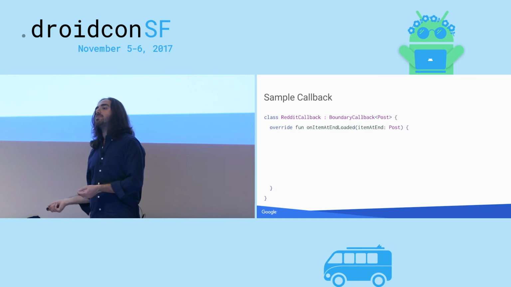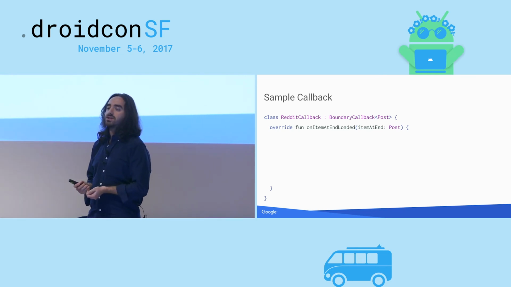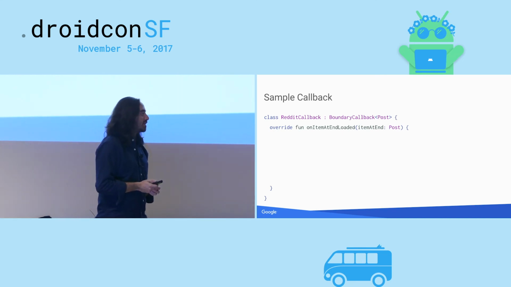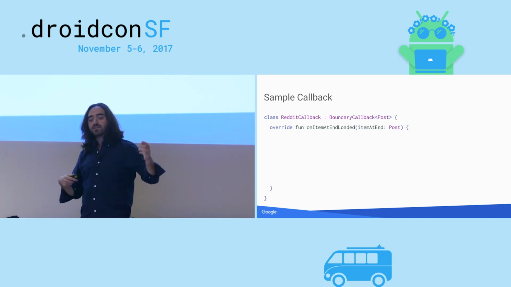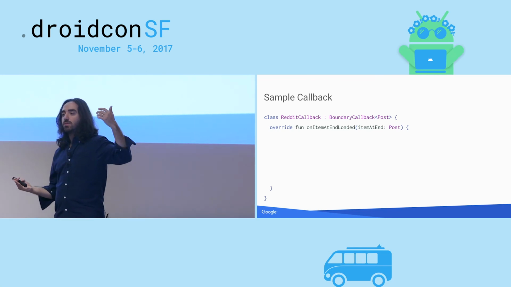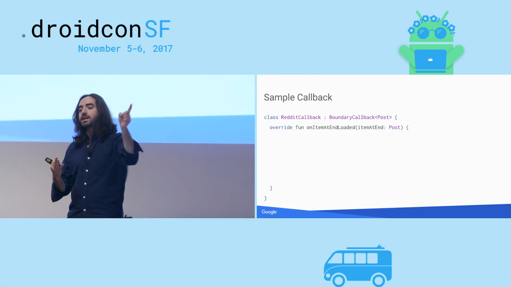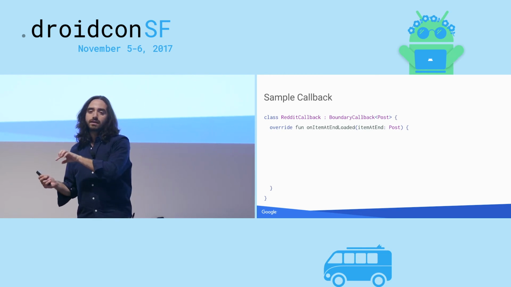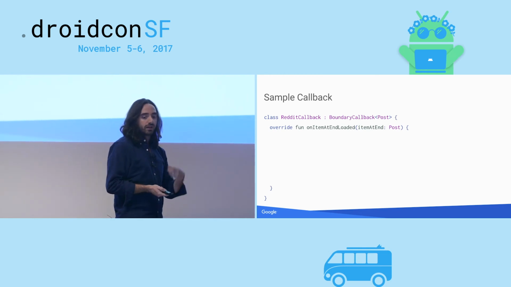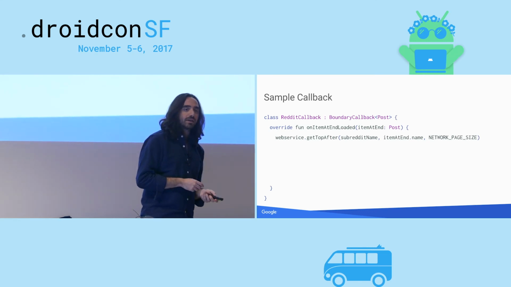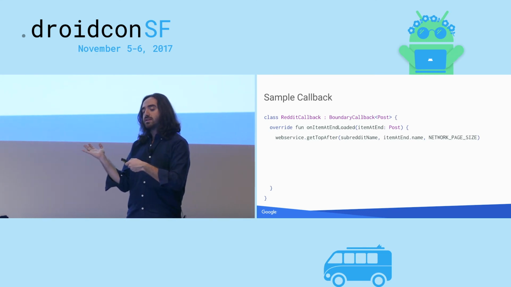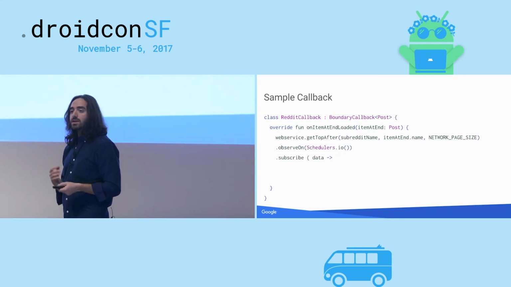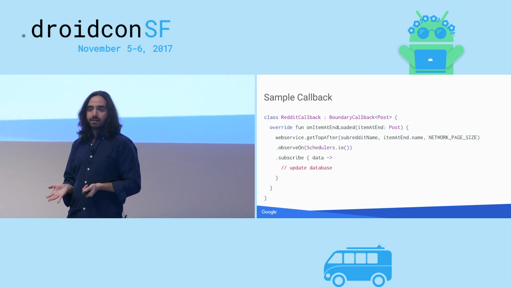So we're playing with this API. We have a couple of sample applications, and I extracted some code from this Reddit subreddit viewer application. And this is how the onItemAtEndLoaded callback looks. This is when you scroll a subreddit and you run out of items in the database and the user is about to see a loading spinner. So when this happens, this callback simply goes to the web service, passes the information, asks for a new page, and subscribes to it. When the data arrives, it updates the database.